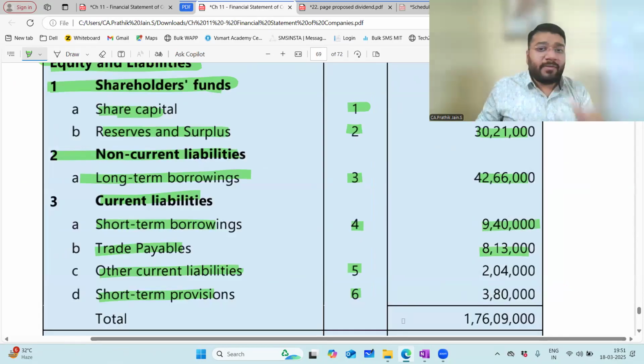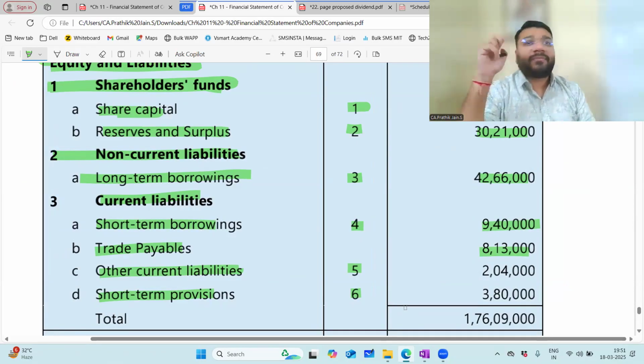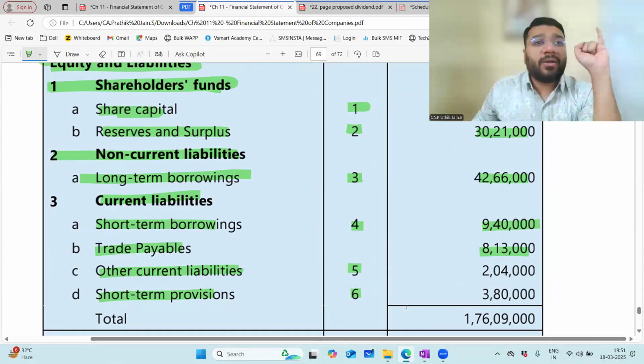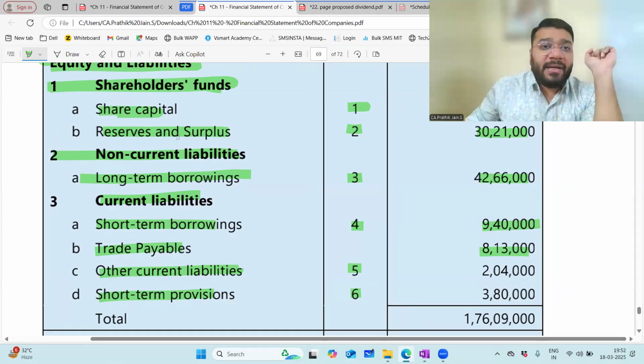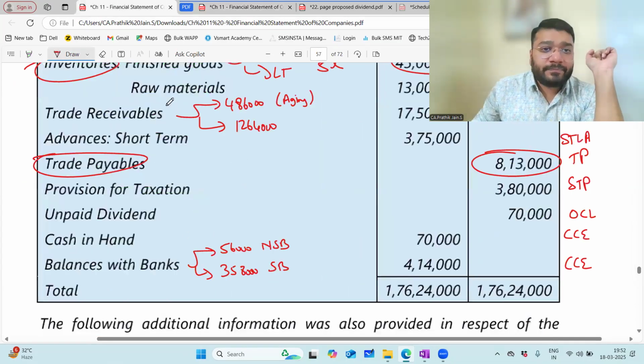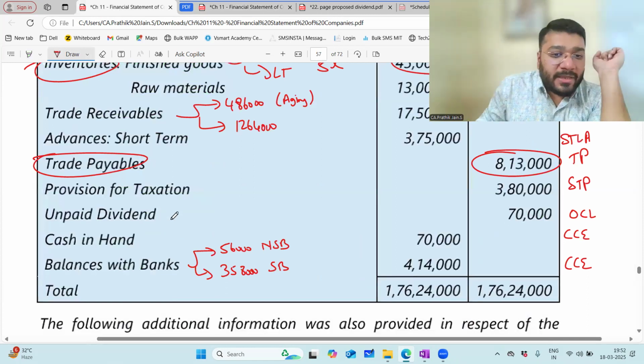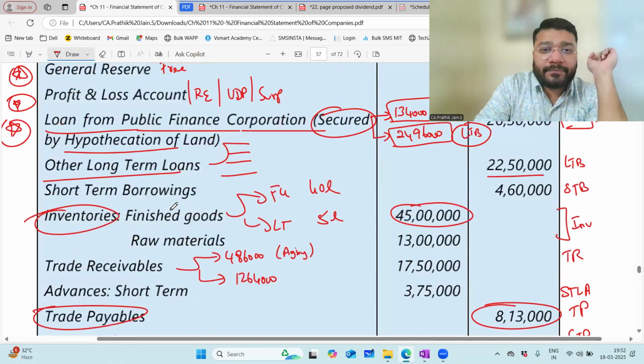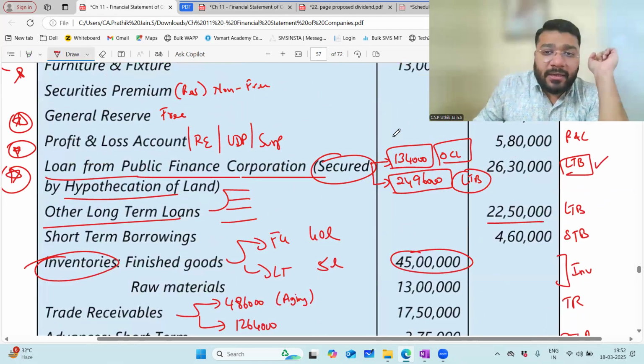Other current liability, I had to give a breakup. There are two other current liabilities. One is interest accrued but not due. Second is unpaid dividend or dividend payable. So unpaid dividend is one other current liability, and then interest accrued but not due is another other current liability.